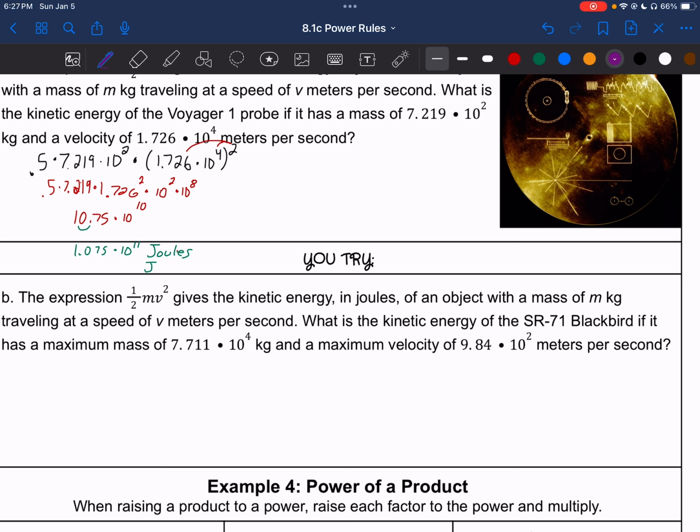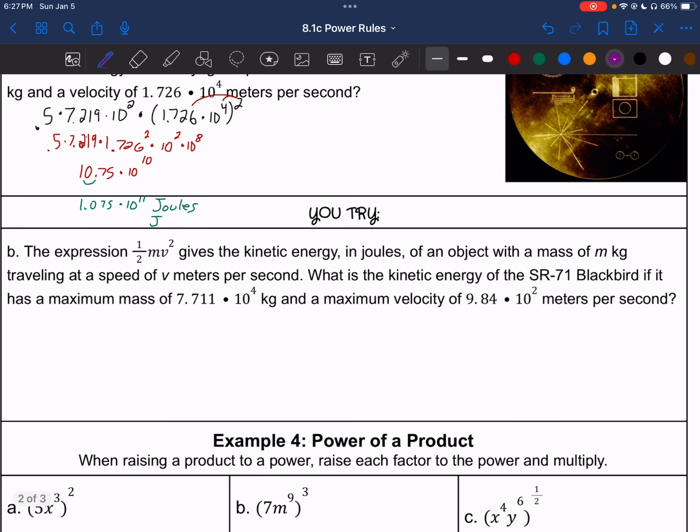All right, our second problem is you try. We've got the expression 1/2 mv squared gives the kinetic energy in joules of an object with a mass m kilograms traveling at a speed of v meters per second. What is the kinetic energy of a SR-71 Blackbird if it has a maximum mass of 7.711 times 10 to the fourth kilograms and a maximum velocity of 9.84 times 10 to the second meters per second?